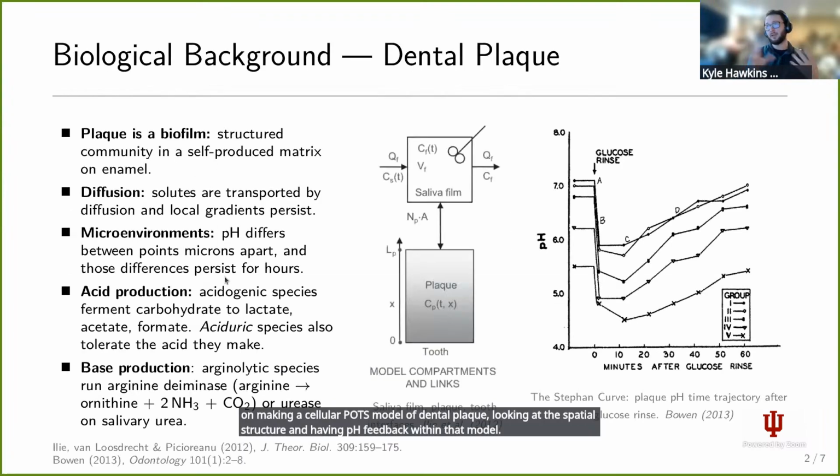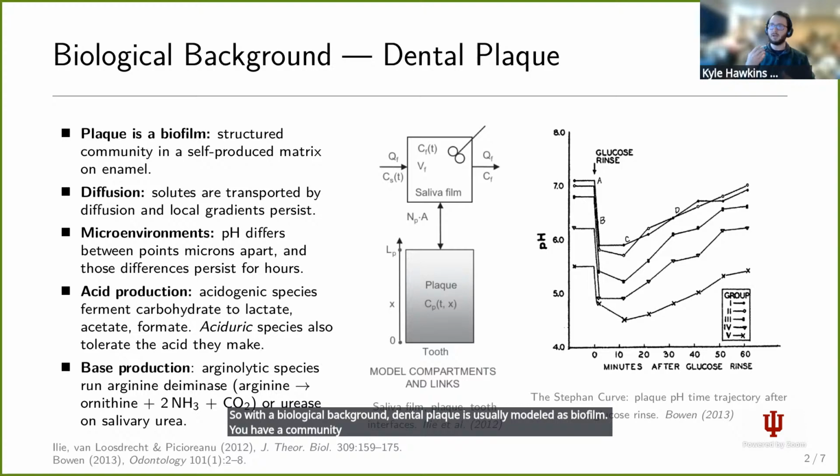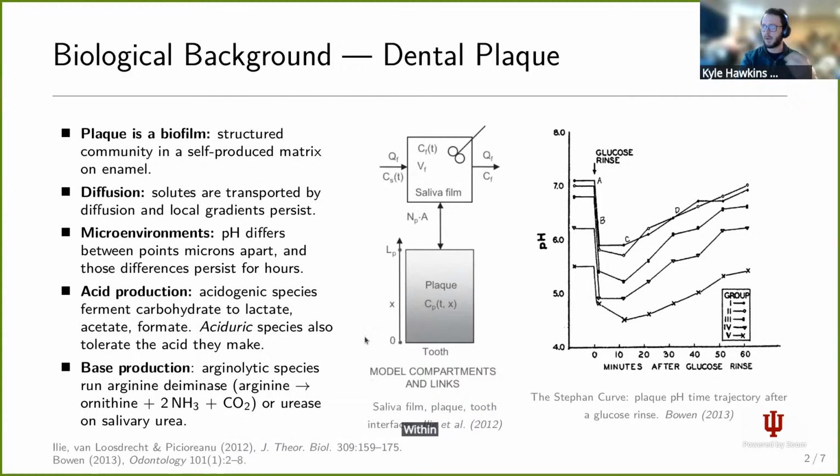So for the biological background, dental plaque is usually modeled as a biofilm. You have a community of different bacterial species. And as far as interfaces go, you have a tooth to plaque interface, and you also have a saliva to plaque interface. Within your plaque biofilm, diffusion is how you're going to have exchange of solutes throughout it.